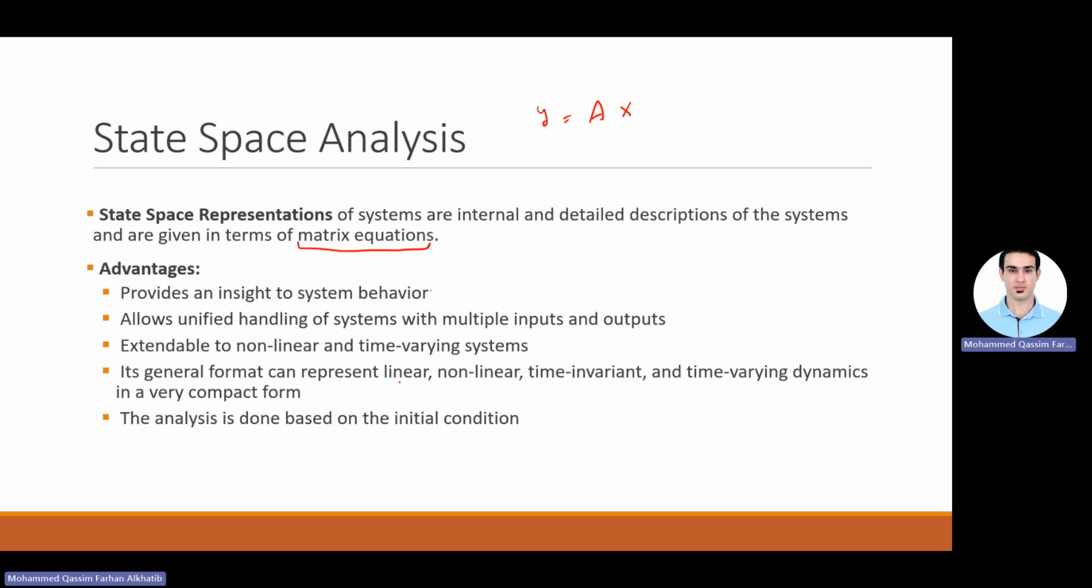It works for linear and nonlinear time invariant systems. So basically, all kinds of systems are represented using the state space representation. And usually the analysis is based on the initial condition. However, we usually consider the initial condition to be 0 at t equal t naught, that's the initial time.